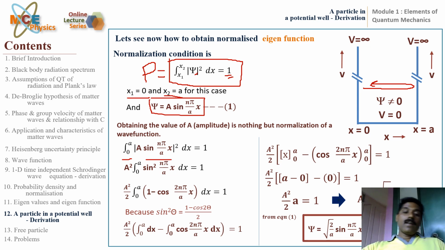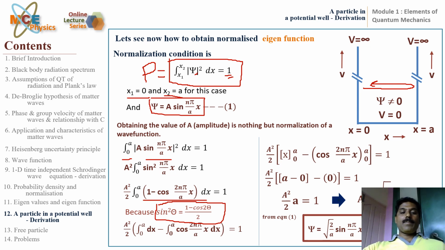And here the integration becomes simpler if we take the sin square theta formula. Sin square theta is equal to (1 minus cos 2 theta) divided by 2. The same is applied here. A square is taken outside as it is constant, and sin square n pi x by a can be expressed as 1 minus cos 2 n pi x by a. Here it is like 1 minus cos 2 theta divided by 2, that is taken outside here.